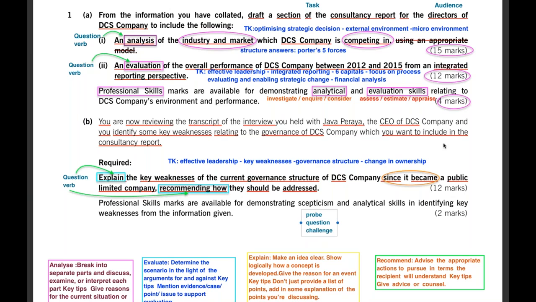You're talking about change of ownership, yeah. So you may want to find out what the structure was before this. Definitely there's a high tendency that it was a private company, all right?